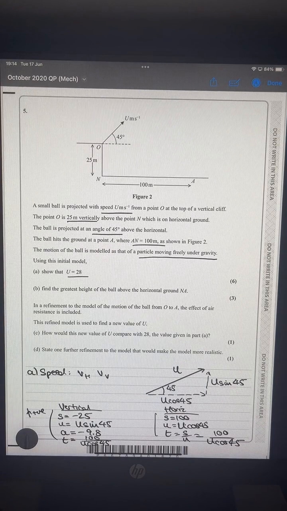I love that because they give you the answer as well. You know, you've got those 6 marks in the back. Part B, find the greatest height of the ball above the horizontal ground NA. Hopefully that explanation made sense, Ronnie. And check my 2 TikToks about projectiles as well.